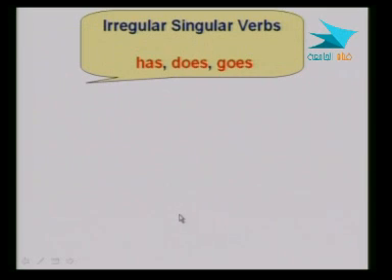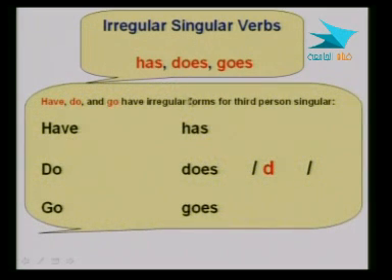Next, I think we have irregular singular verbs. Look at the verbs here: has, does, and goes. So have, we have has, does, and goes. Have, do, and go have irregular forms for third person singular.